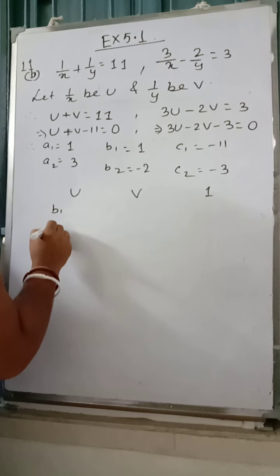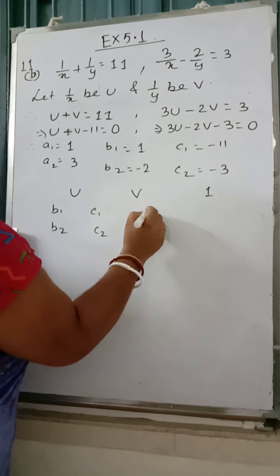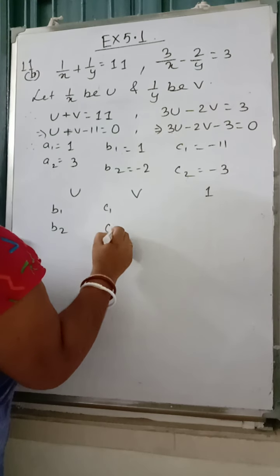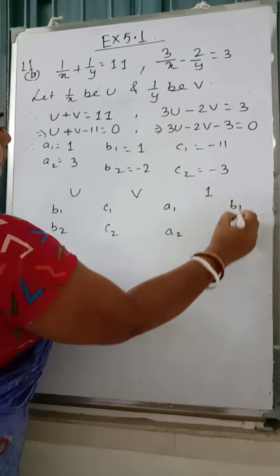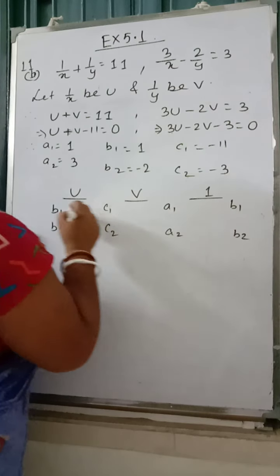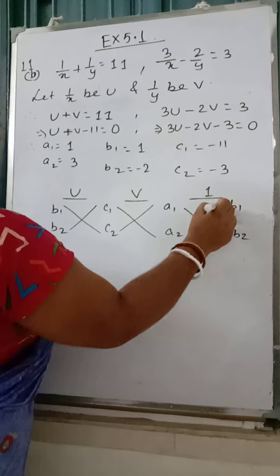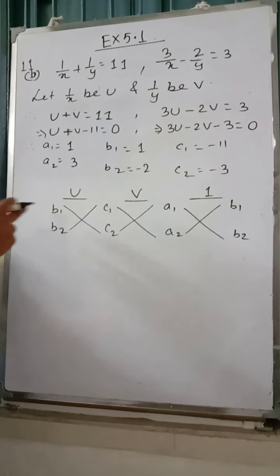I have taught you b1, b2, c1, c2, then in between c1, c2, then a1, a2, then again b1, b2, is it? This is the formula. I have not taken x y, though here instead of x y I have taken u and v. Now I will be replacing the values.